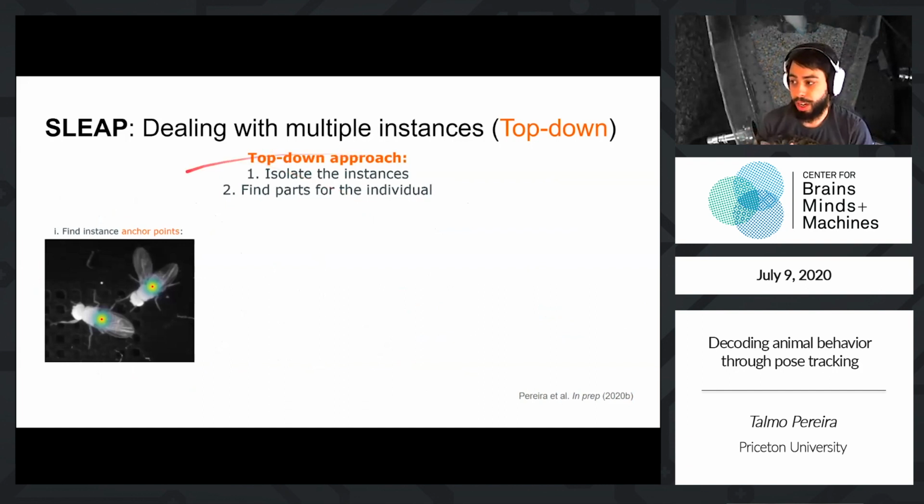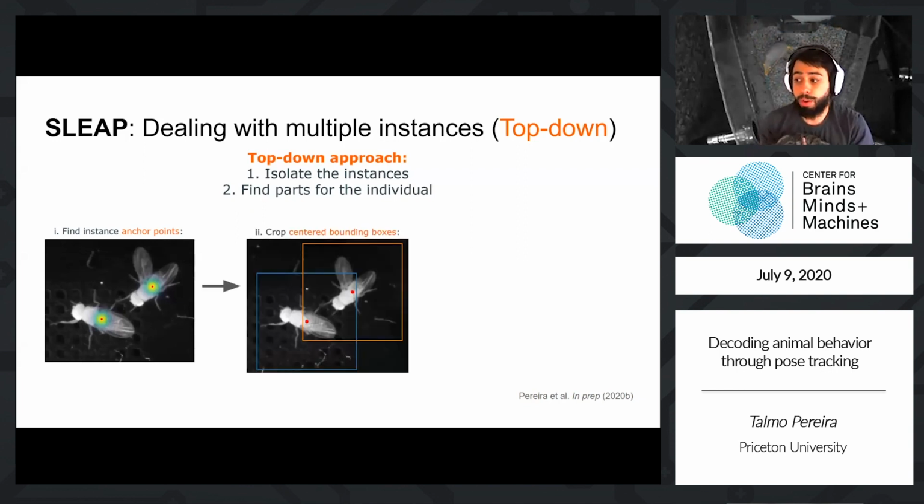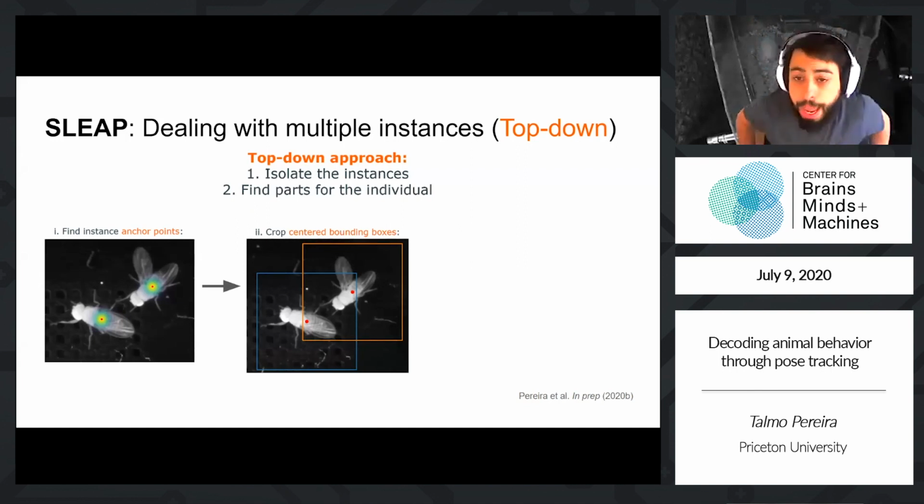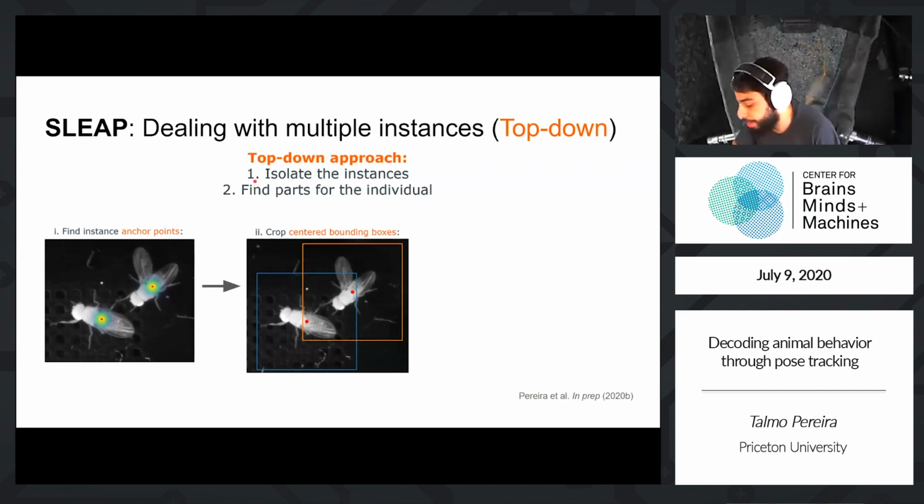So first, the top down. We start by isolating the instances, and we do this by finding an anchor point on the animals. So usually either the center of mass, the centroid, or a very easily visible body part. We are going to then crop centered bounding boxes around our animals, such that we're simulating what would have happened if the camera were following the animal, and we're always centered around that particular body part.